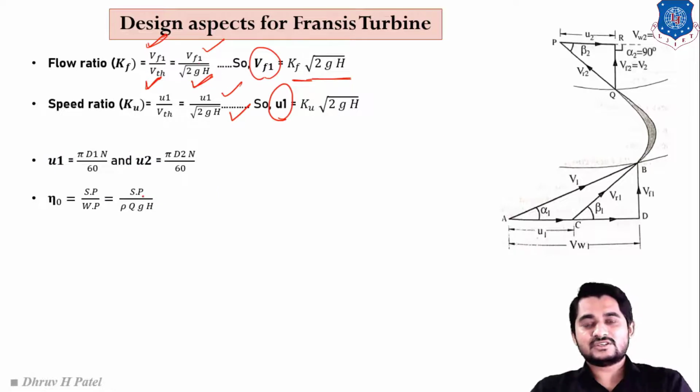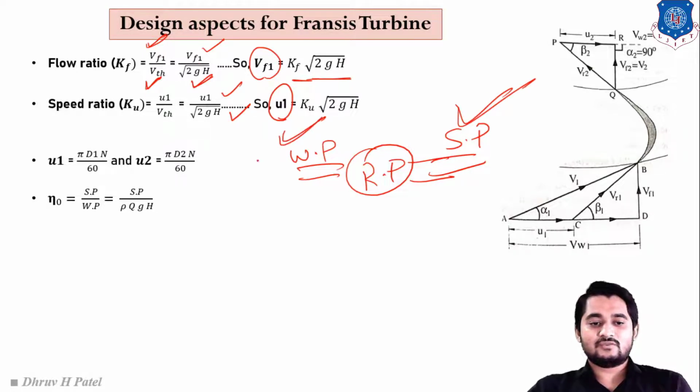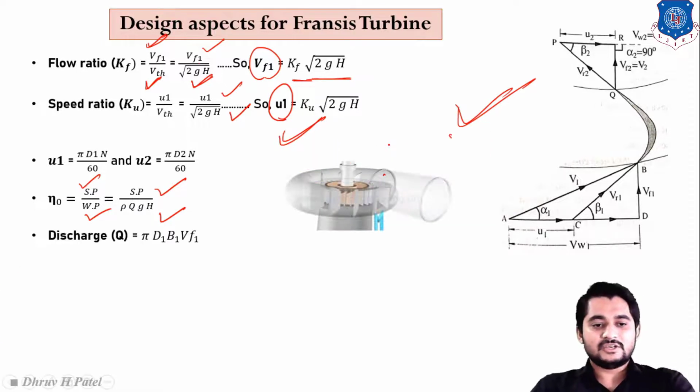For overall efficiency, we have to take the turbine configuration first. In the turbine configuration, water power at the inlet, runner power at the center and shaft power at the outlet. So for the overall efficiency, shaft power divided by water power, that means SP divided by water power rho QGH, right? Next one will be discharge.